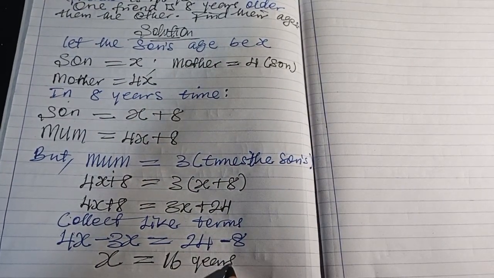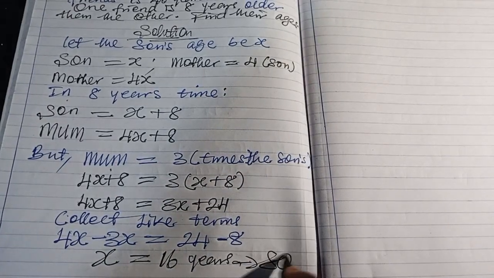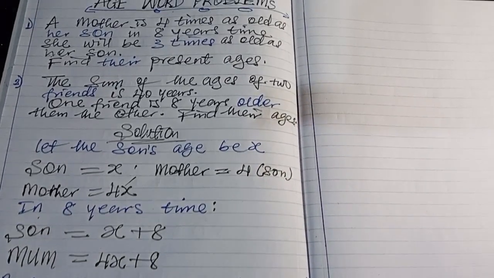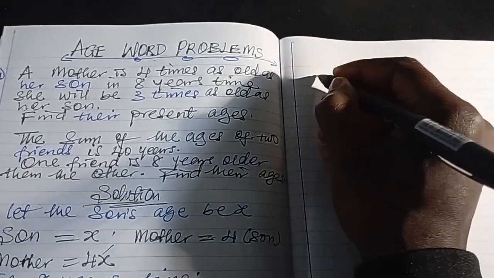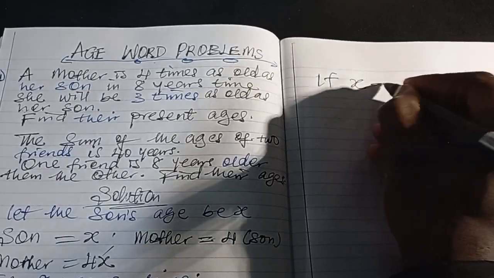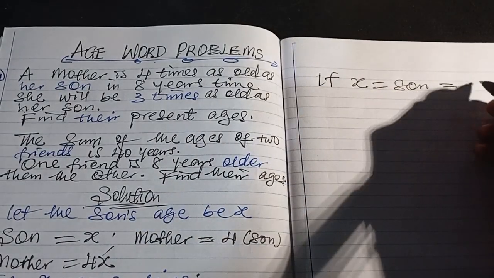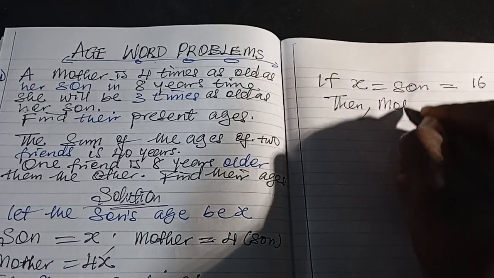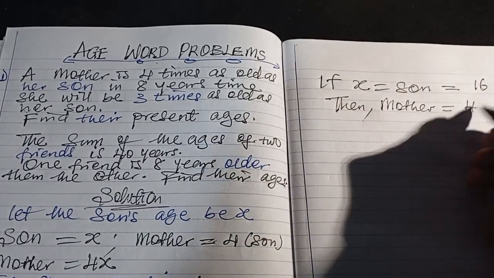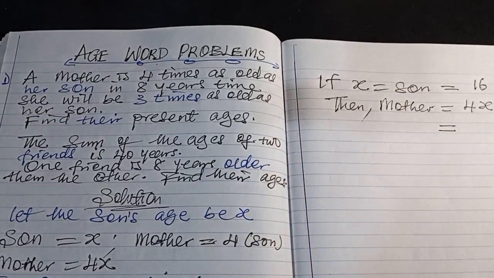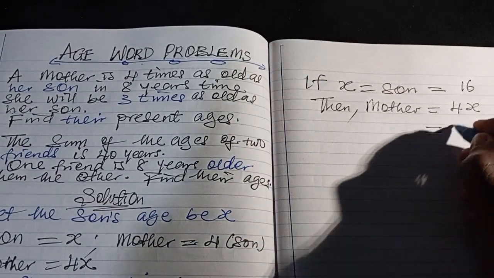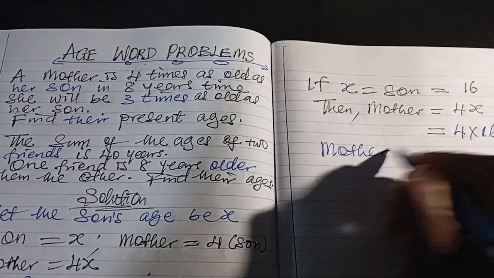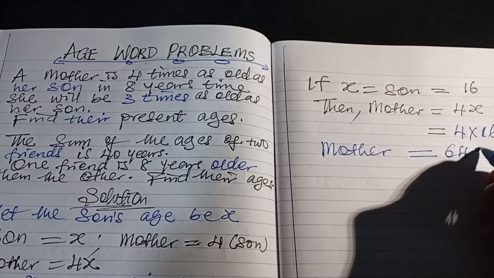And this is for the son. Okay? This is for the son. So the son is 16 years. Now, can we calculate the mother? Yes. If x, which is son, is equal to 16, then mother is equals to 4x, so that we can have 4 multiplied by 16. So mother is, so you have 64 years.